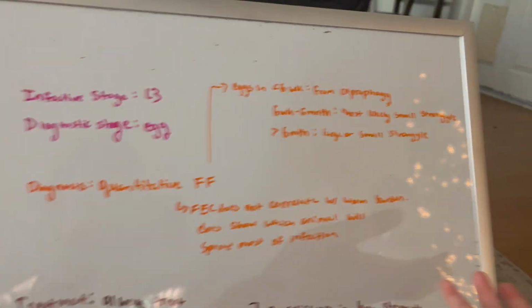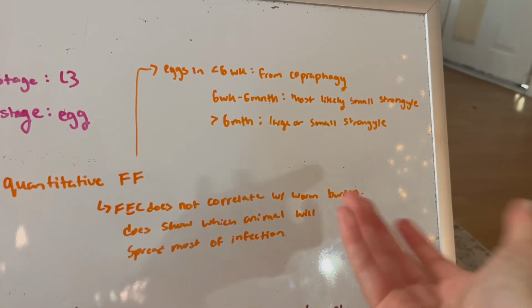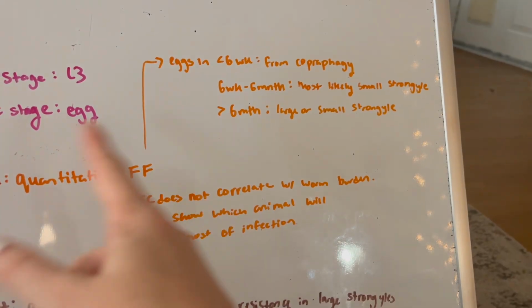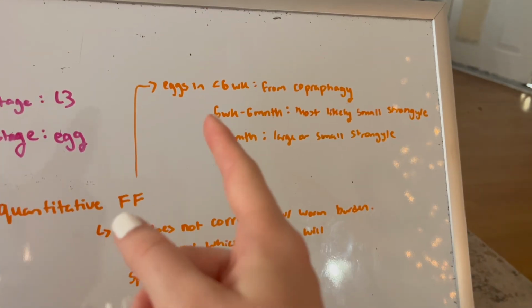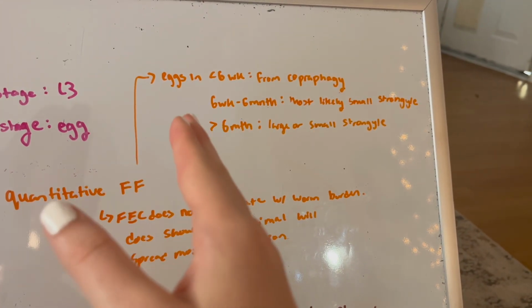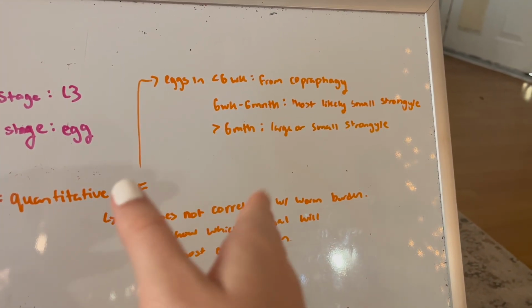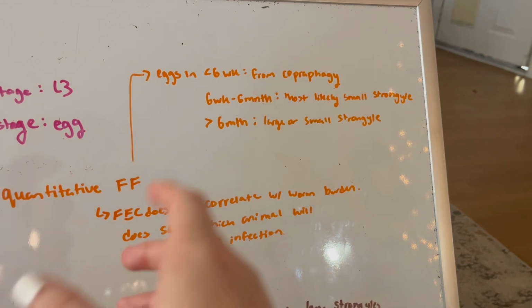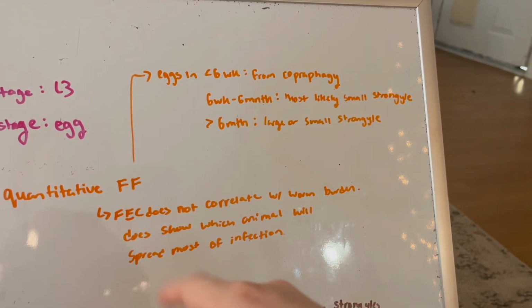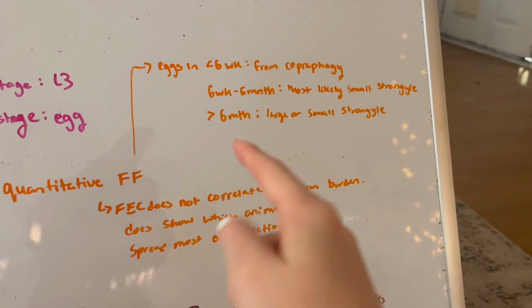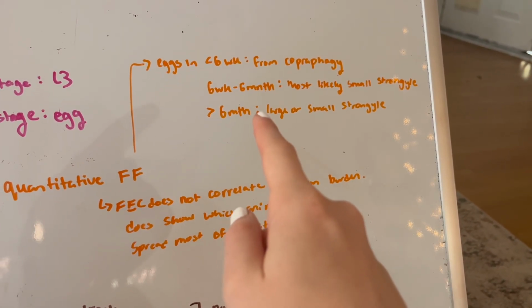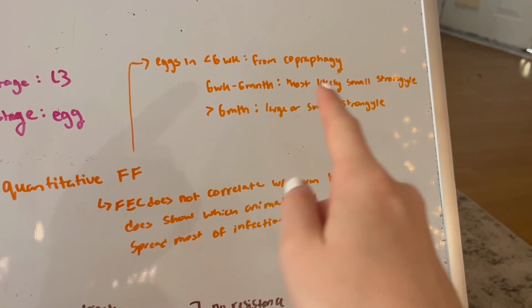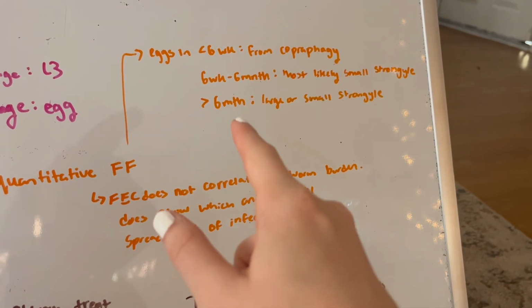So there's also differences that you can tell based off of how old the horse is, based off of this quantitative fecal float. So if the horse or the foal is less than 6 weeks, most likely they aren't actually infected. They ate an egg from the mare and the egg is just passing through. So that's coprophagy. 6 weeks to 6 months, that isn't enough time for a large strongyle to actually cause issues. So that's most likely from a small strongyle. If they are greater than 6 months, it could be either.